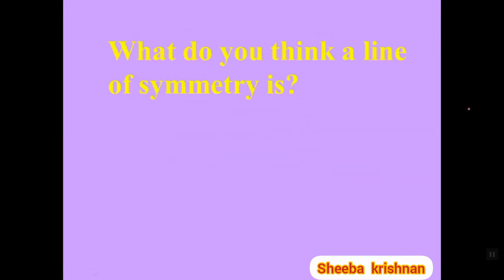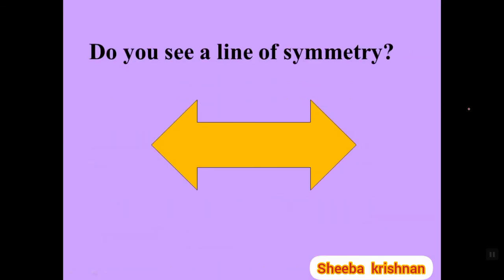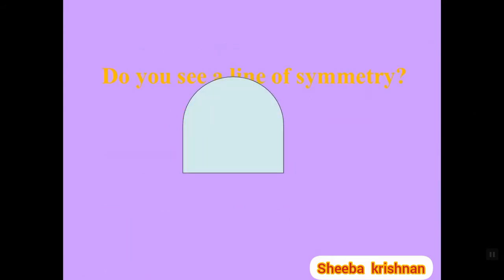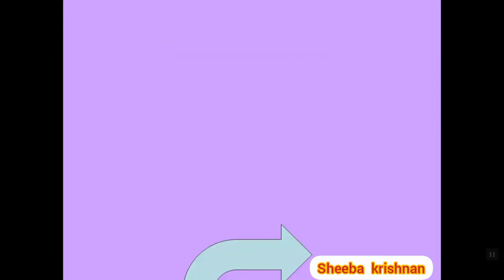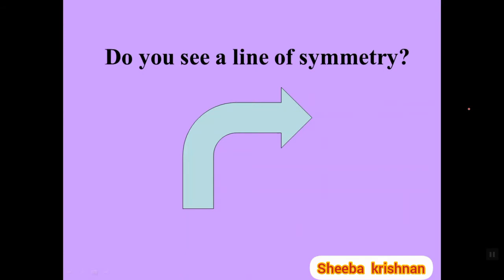What do you think a line of symmetry is? Do you see a line of symmetry in this figure? Yes. Do you see a line of symmetry here? Yes. What about this shape? Do you think so? No.